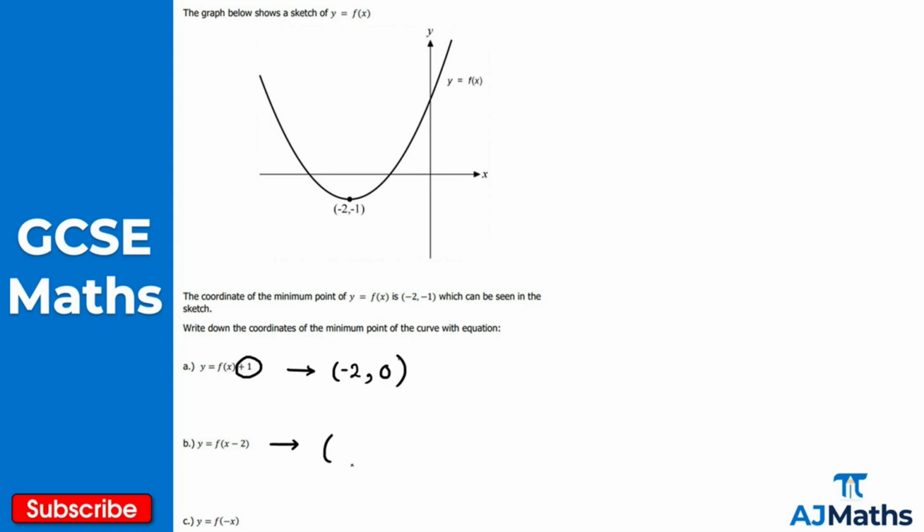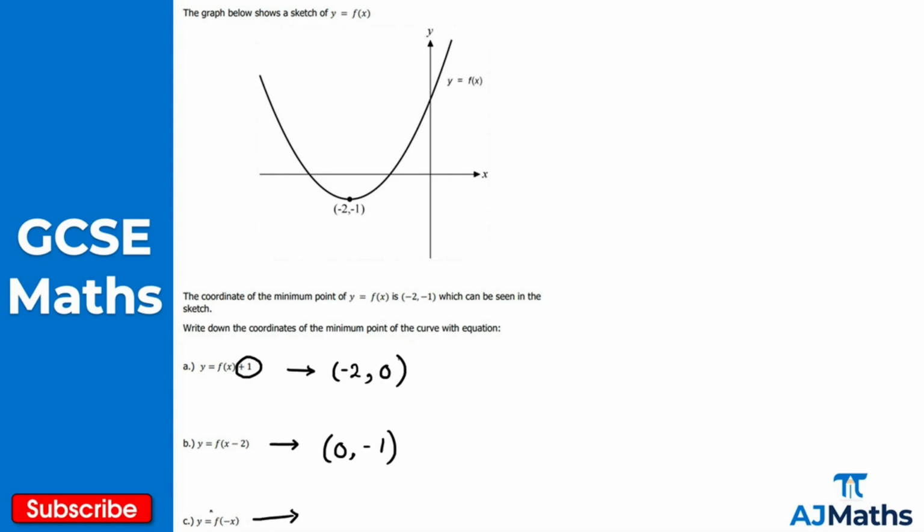So the coordinates of the minimum point for this equation will be -2 plus 2 for the x coordinate, which is 0. And the y coordinate stays the same. There's nothing affecting the y coordinate outside the brackets, so that stays as it is. That's -1. And that's the solution to part B.